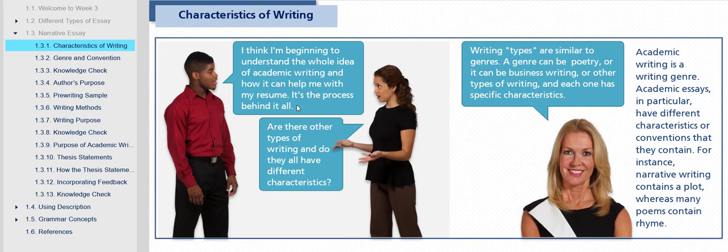Writing types are similar to genre. A genre can be poetry, or it can be business writing or other types of writing, and each one has specific characteristics. Academic writing is a writing genre. Academic essays in particular have different characteristics or conventions that they contain. For instance, narrative writing contains a plot, whereas many poems contain rhyme.